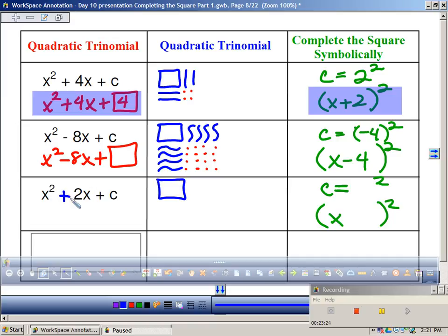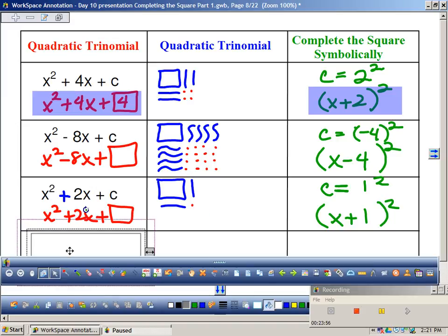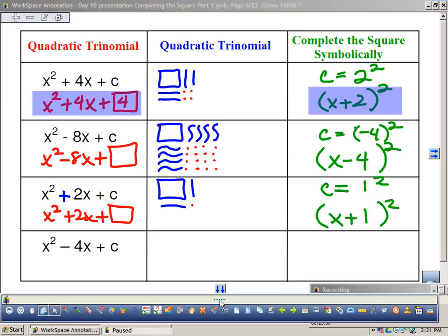So x squared is an x squared. I have 2 x's. I'm going to split them in half. There's 1 x. There's another x. So what would complete that square? 1 squared. Or just +1. Let's double check. Over here it says x squared plus 2x plus how many would complete the square? 1, because 1 times 1 is 1. Nope, we're going to go there too. You guys want to try another one? What about that one?